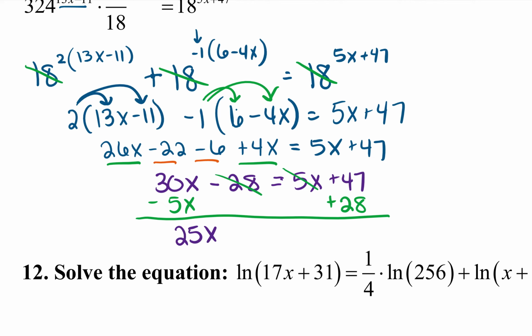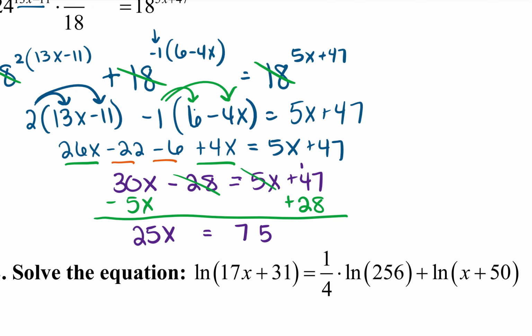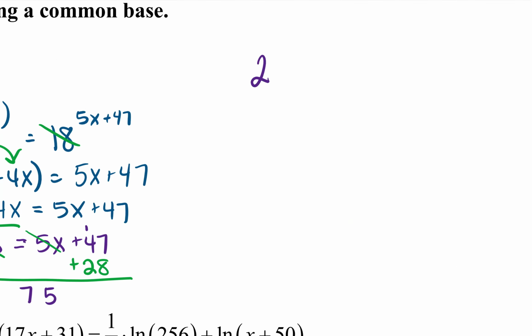47 plus 28, that'd be, let's see, equals 75. So let's go over here. I got 25x equals 75. And I'm going to divide by 25. Yay! So my answer, x equals 3.